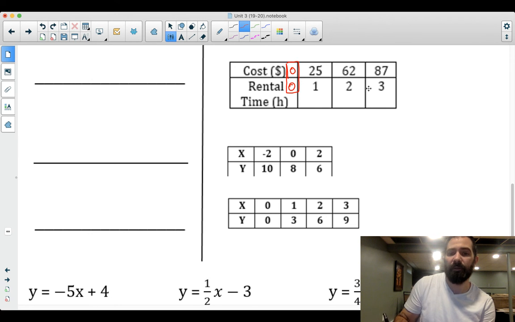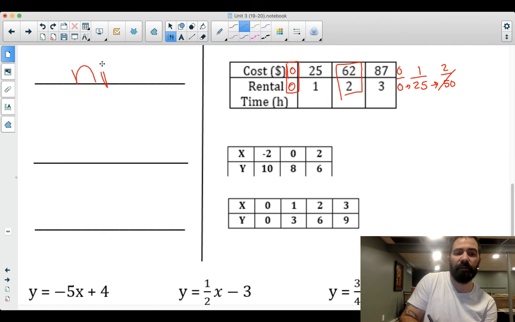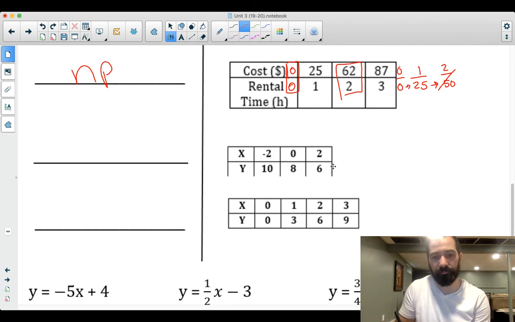Okay? We want to find out, is there a constant growth? Well, if at 1 hour it costs $25, at 0 hours it costs $0, I grew by 25. So logically, my next one should be plus 25, which would be 50. So 1 to 25, 2 to 50, but if I look here, 2 goes to 62. So that didn't happen. It didn't grow at a constant rate. Not proportional. That's all it is.